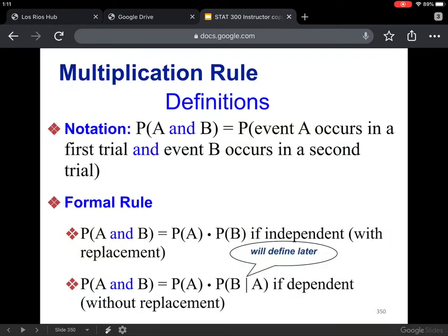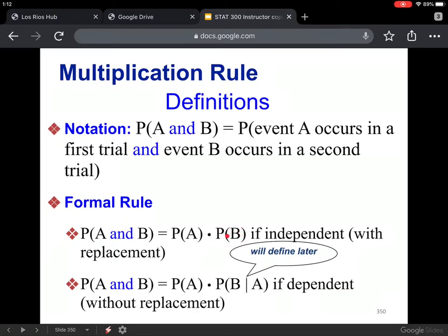So let's talk about this word AND. Multiplication rule: the probability of A and B implies that event A occurs in the first trial and event B occurs in the second trial. Usually the word AND is associated with sequential events. The formal rule is that if the two events are independent, we'll talk about that word in just a little bit, then you just multiply the two probabilities: probability of A times the probability of B.